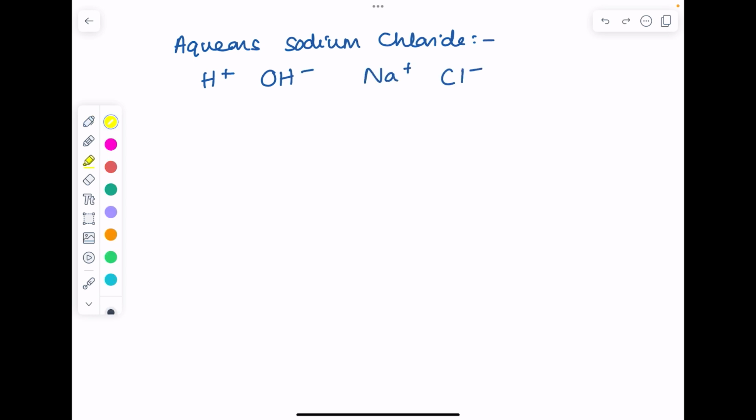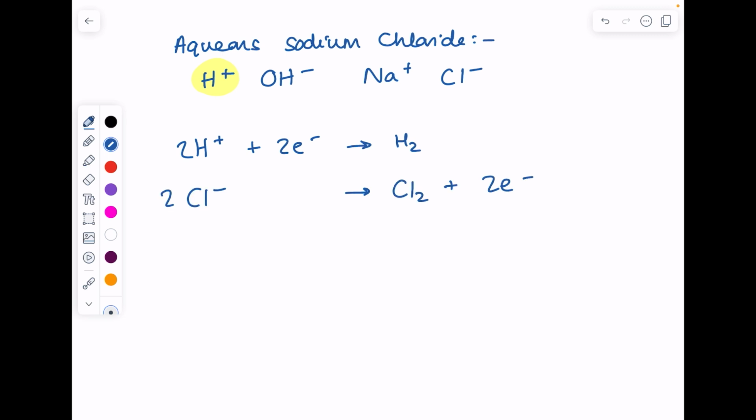Do you remember that it's the least reactive element which forms at the cathode? So here's your half equation at the cathode. And then the halogen will discharge preferentially at the anode. So this is what's going to happen at the anode.